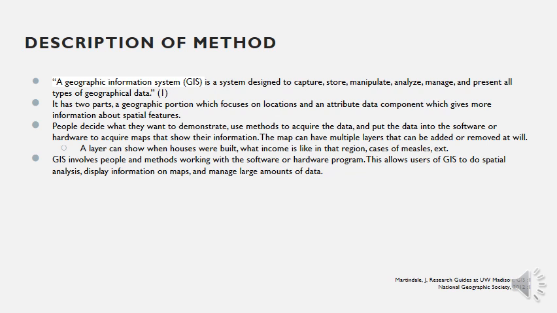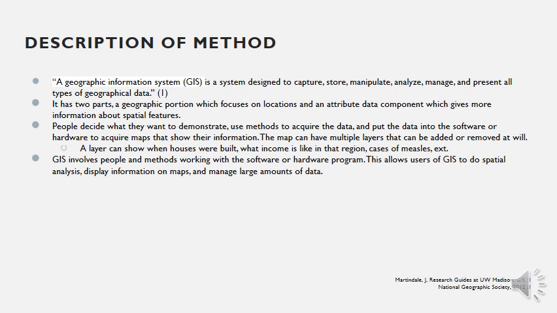While the attribute data spatial feature portion shows you information that you can't find on a map normally, it gives you more information, such as number of measles cases in a specific region, or how many people have diabetes in a specific town. It gives you more detailed information about anything you want to know related to that specific geographic area. People decide what they want to demonstrate and use methods to acquire the data, as well as put the data into the software or hardware program to acquire maps that show their information.